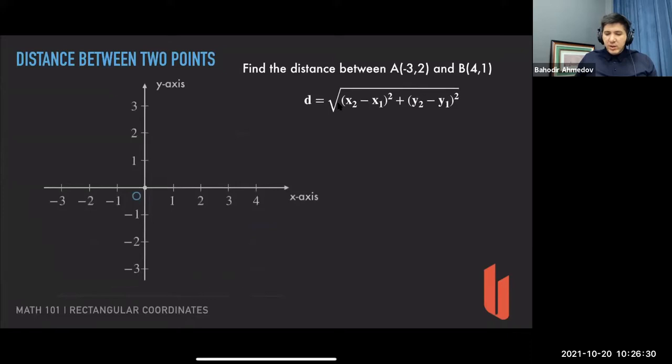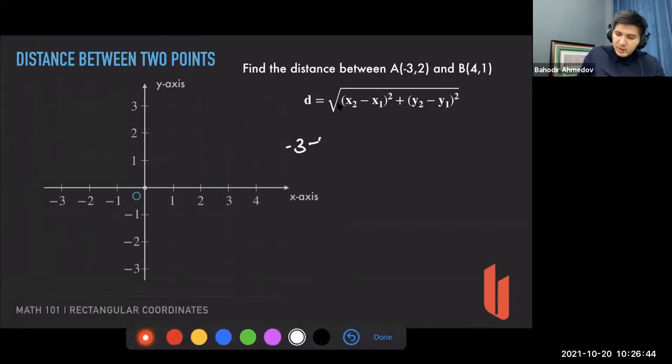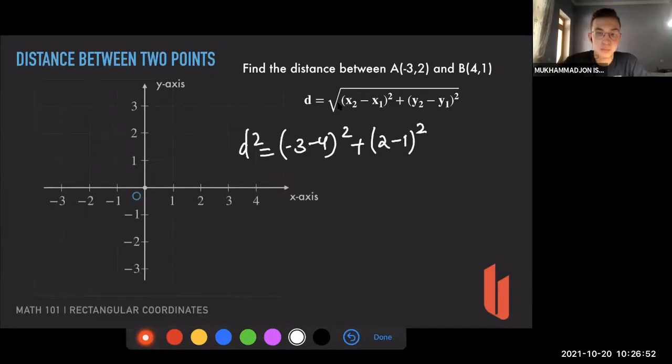So let's assume that you were given 2 points. A was the coordinates -3 and 2, and B was the coordinates 4 and 1. Let's try to find the distance between these 2 points. In order to do this, first of all, I would find the difference of the x coordinates, which is -3 minus 4, squared, right? Plus the difference of the y coordinates, which is 2 minus 1, squared. And this is going to be the distance squared, okay?